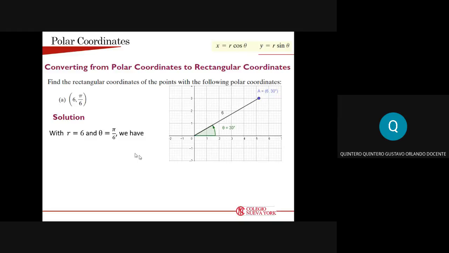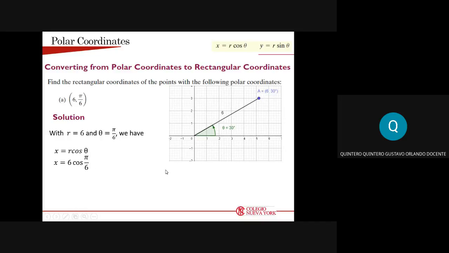All right, let's continue. So now that we have our r and our theta, all we are going to do is use our formula. If we want to find the value of x, we use the formula for x. From here, simply replace the values of r and theta. So x equals r cosine of theta. Now x equals 6 cosine of pi over 6. Why? Because we know that r equals 6 and theta equals pi over 6.